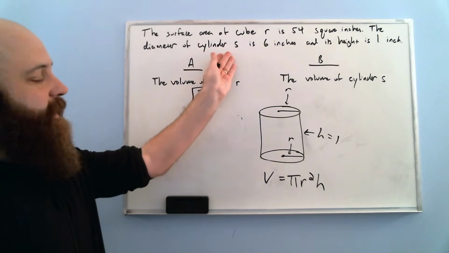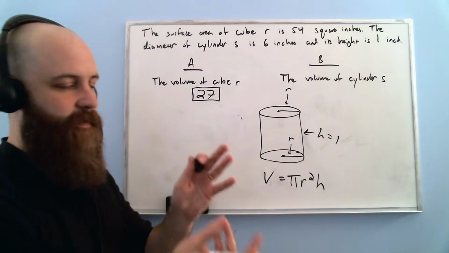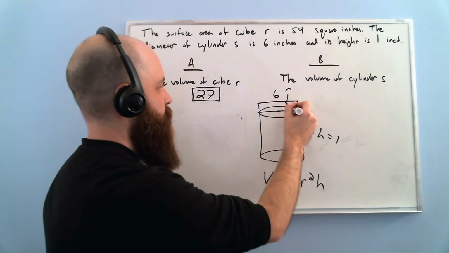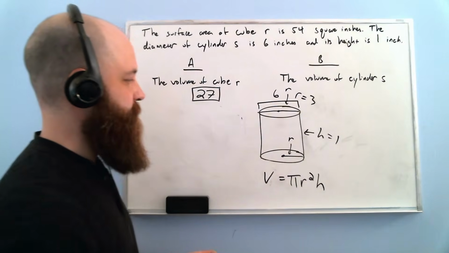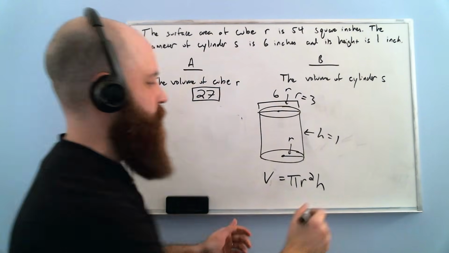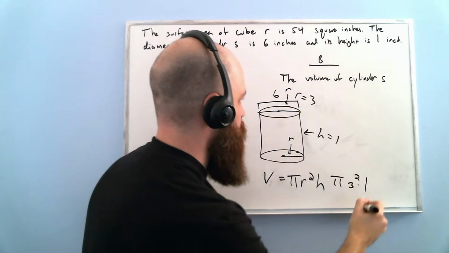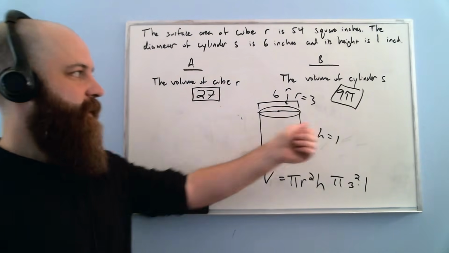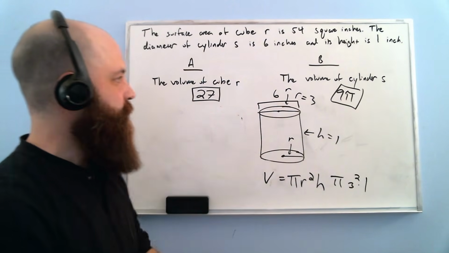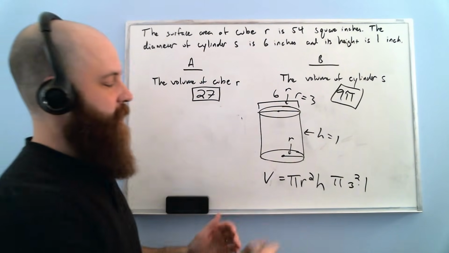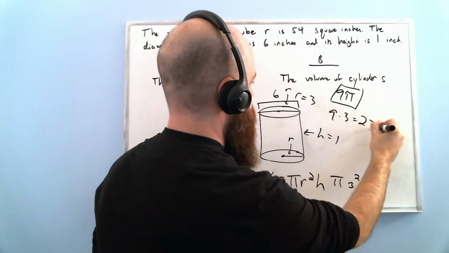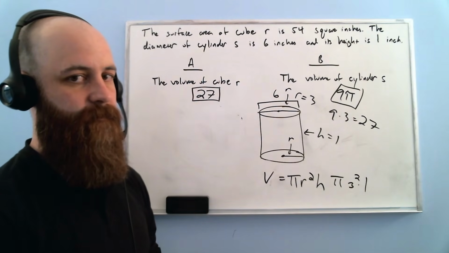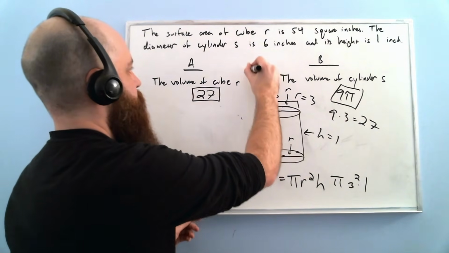Now I'm going to read carefully and say, okay, I want the radius, but they give me the diameter. So I'm not going to confuse those two quantities. I'm going to keep in mind that it's the diameter that's 6, so that leaves me with a radius of just 3. Okay, pi r squared h, so that's pi times 3 squared times 1, so that's 9 pi. Okay, so which is bigger, 27 or 9 pi? Well, I know that pi is a little bit bigger than 3, and I know that 9 times 3 is equal to 27. So 9 times something a little bit bigger than 3 should be bigger than 27. So that confirms, okay, B is the correct answer.